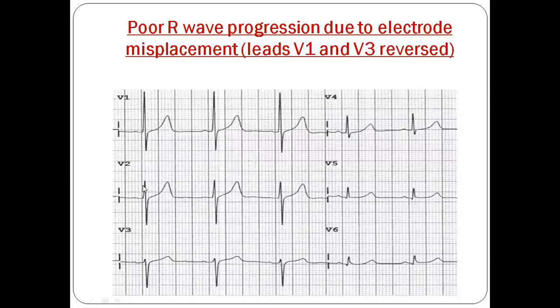You can see here V2 is like this and V3 is here, but V4, V5, V6 are progressing quite well. So if you have mistakenly exchanged V1 and V3, then you may mistakenly diagnose it as poor R wave progression, but it is not poor R wave progression. So you have to be careful about this.